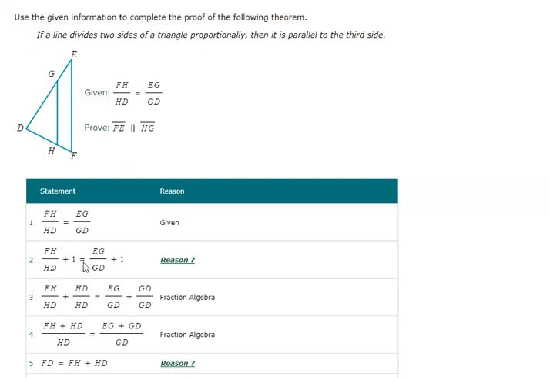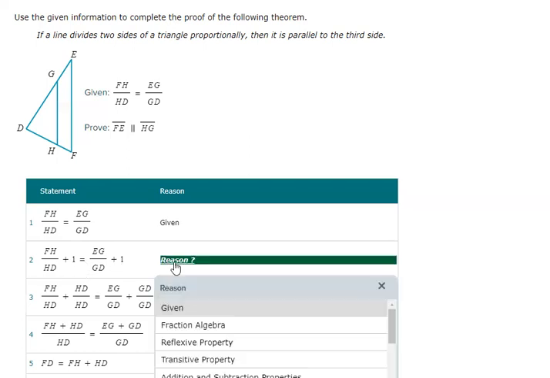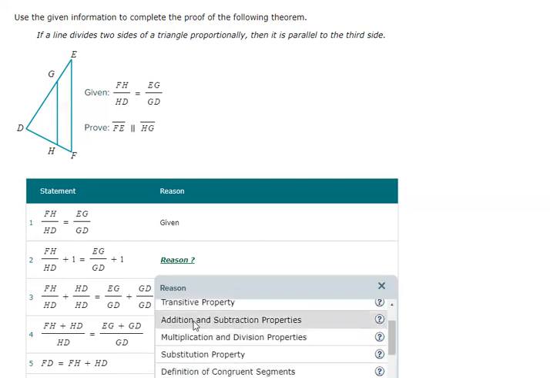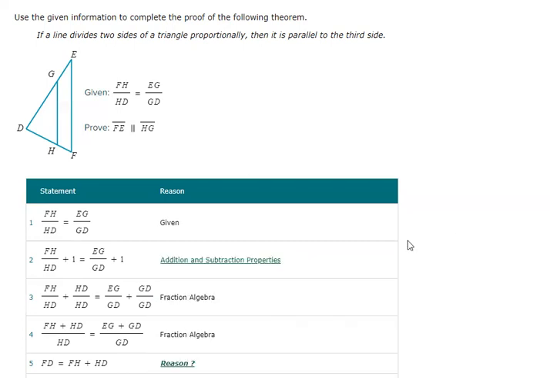So if you add 1 to each side of the equation, we get FH divided by HD plus 1, and I add 1 to both sides from the first statement. If you want to explain what happened from the first step to the second step, you can just say you add something to both sides. So let's see if there's any good name for it. I guess that would be the addition property. So we just add 1 to both sides of the equation. If you are wondering why, you will discover in the next step.